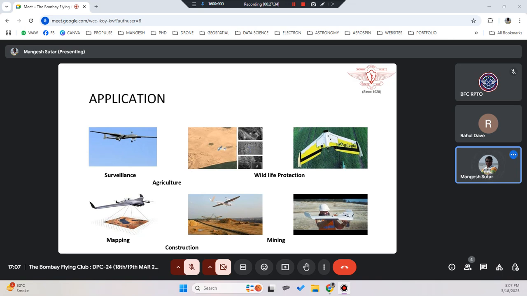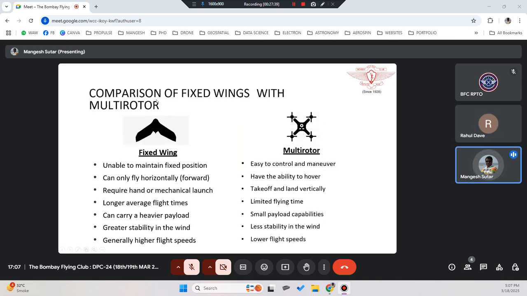So every category will have its pros and cons. Let's see what those pros and cons are. So, comparison of the fixed wing with the multi-rotor. Fixed wing is unable to maintain a fixed position, so it will keep on flying forward. It can only fly horizontally forward, and requires a hand or mechanical launch, that is, a catapult launch. However, it has longer average flight times, which means it will fly longer. It can also carry heavier payloads, meaning bigger cameras and all those things can be used with the fixed wing.